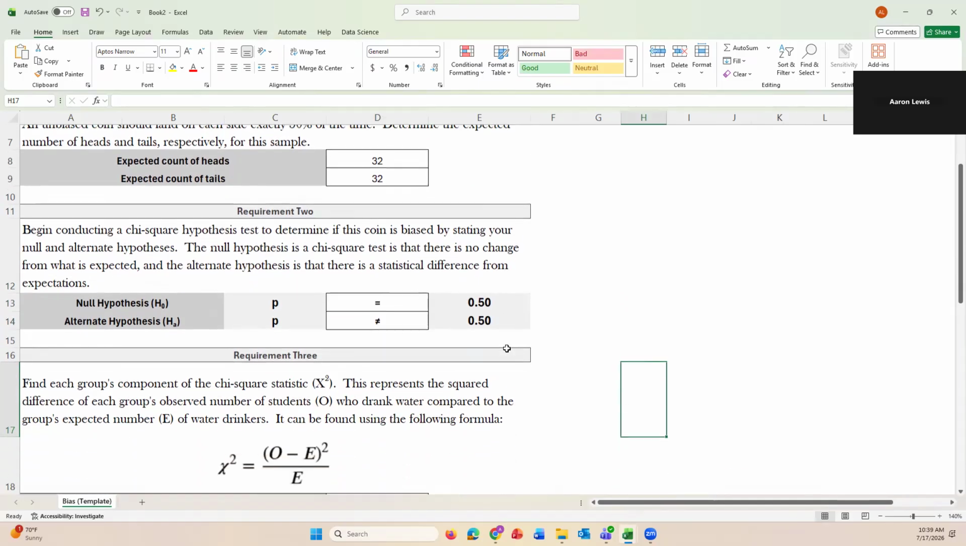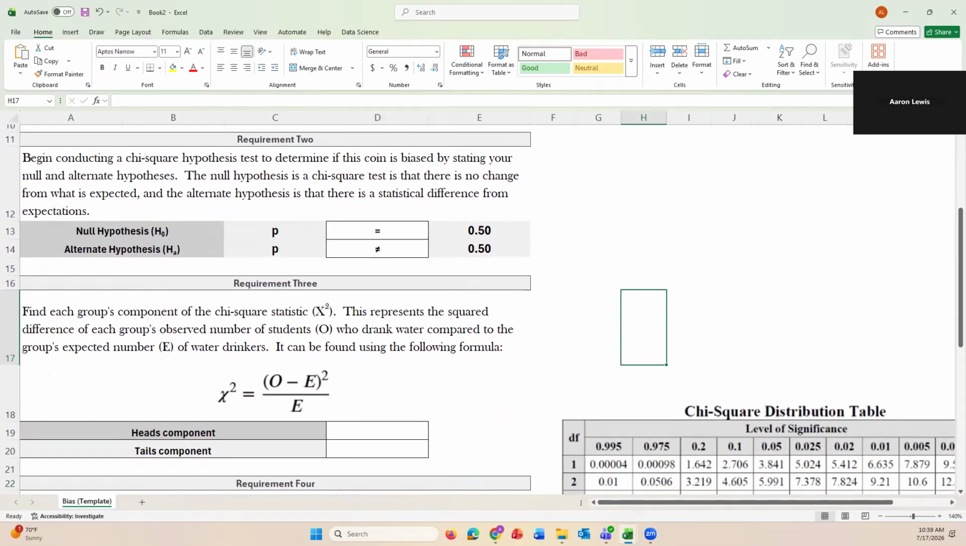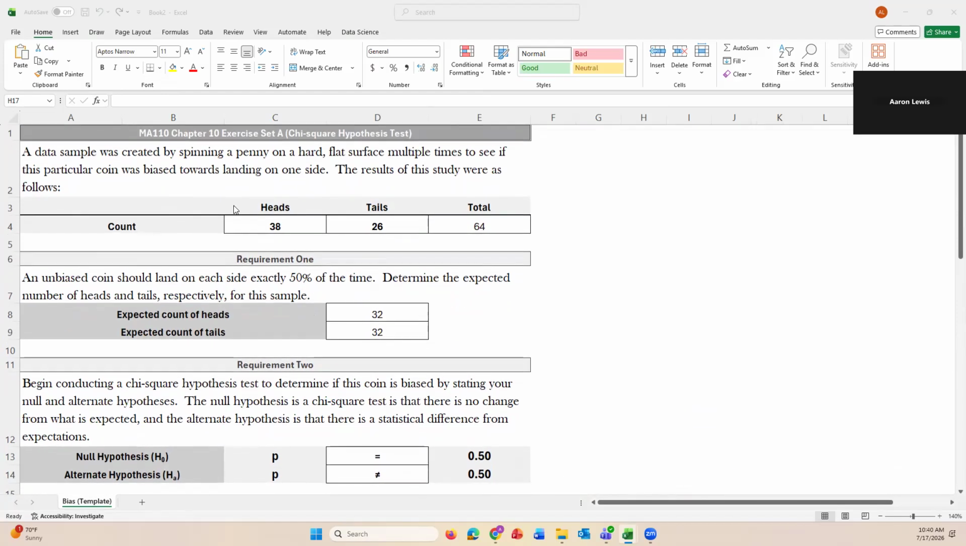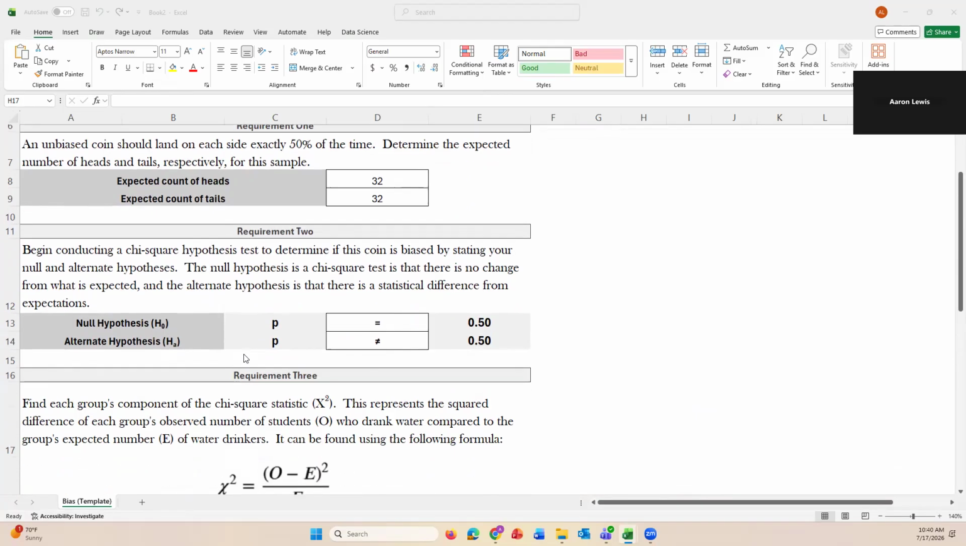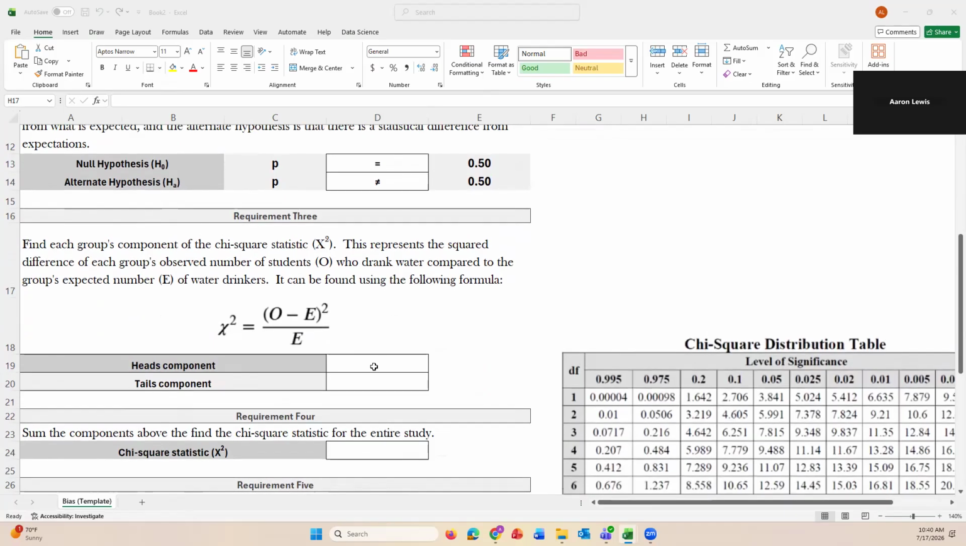We need to go through now and figure out what our chi-square statistic is. So in requirement 3 down here, we are going to start by finding the component for the two possible intersections that we have. Since we only have one variable right here, heads or tails, we're only going to have two components, the intersection of count in heads and the intersection of count in tails. So let's go and start with the heads component.